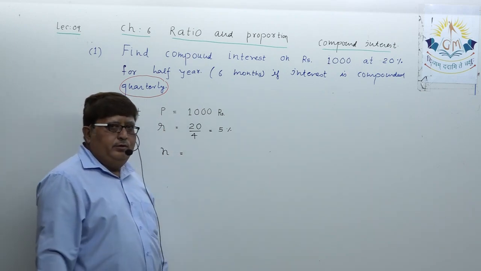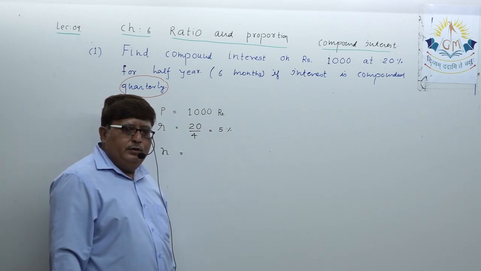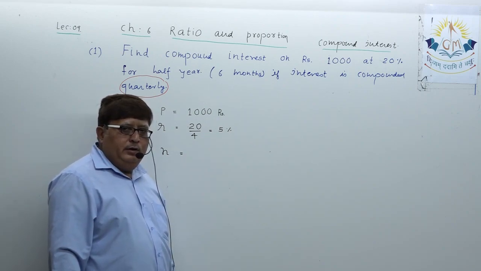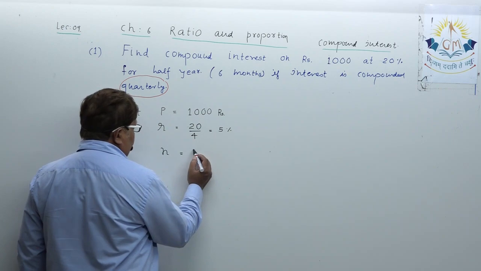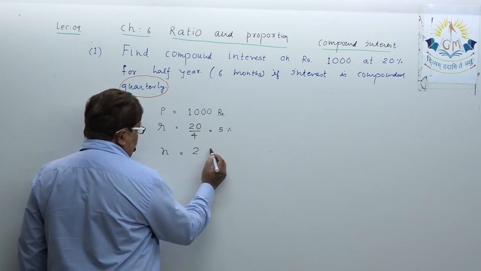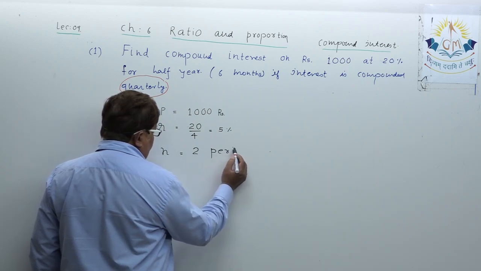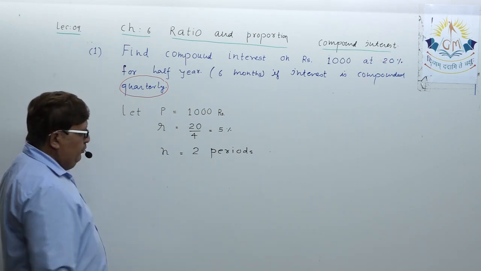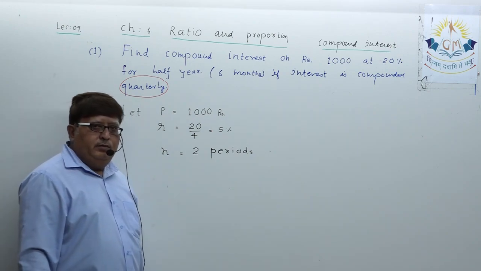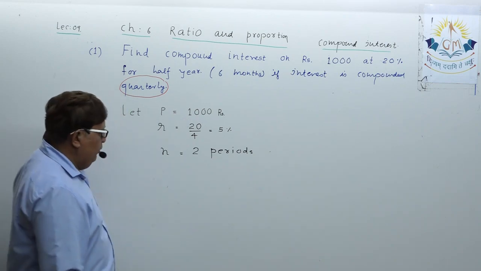you are going to count interest for half year. Can you tell, half year means how many quarters? 2 quarters. So my dear student, you will write not year, but the word will be 2 periods. Mind this. 6 months means 2 intervals of 3 months, as you all know.